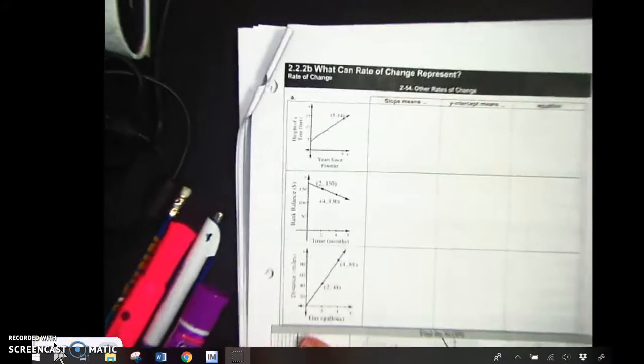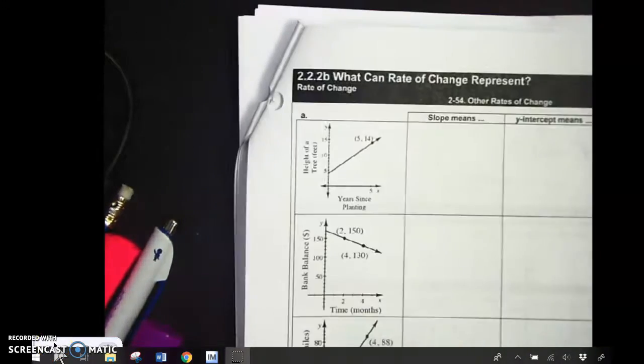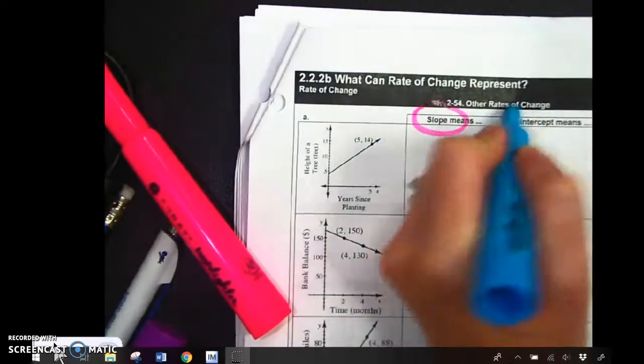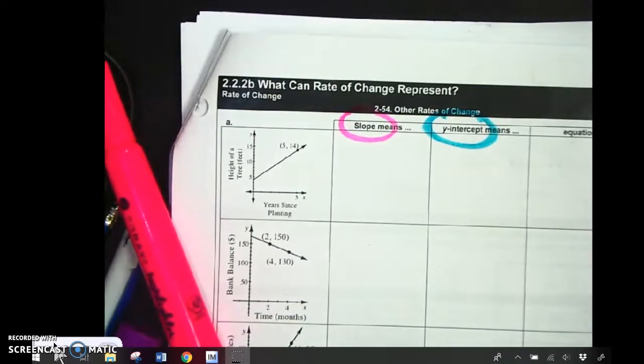Okay, so let's see. They want you to find the slope. They want the y-intercept. And they want the equation.